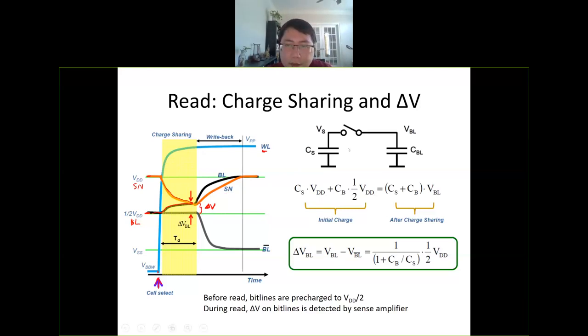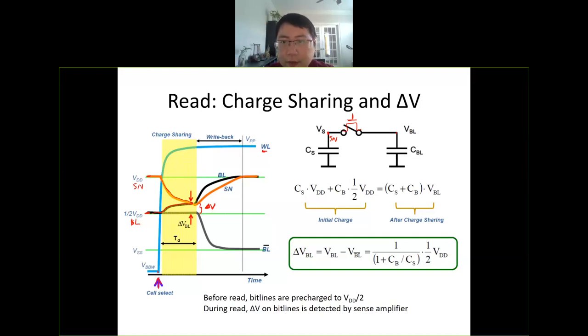So let's look at this circuit. We have two capacitors. This is your storage node, and it has this voltage Vs, attached to this cell capacitor, Cs. And this is your transistor, 1T1C. The other side is the bit line, and the bit line has this parasitic capacitance, CBL. So this circuit is a charge sharing circuit.